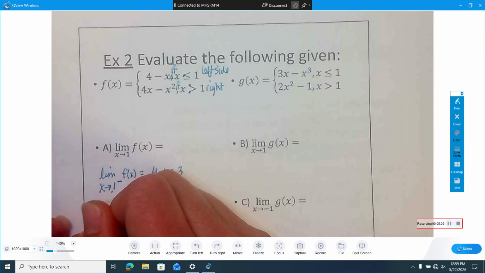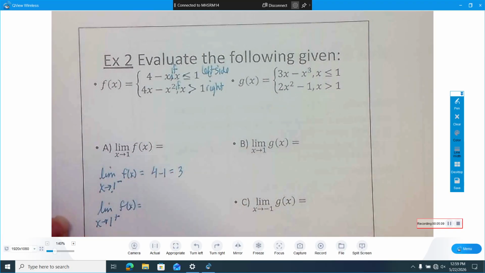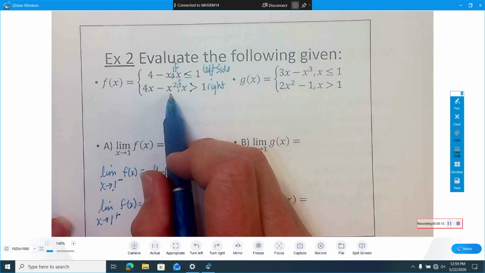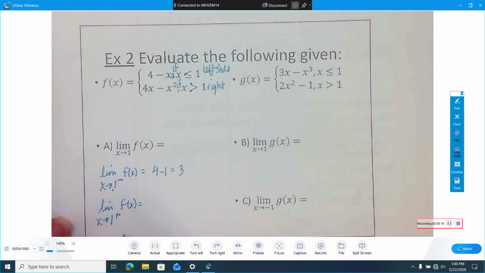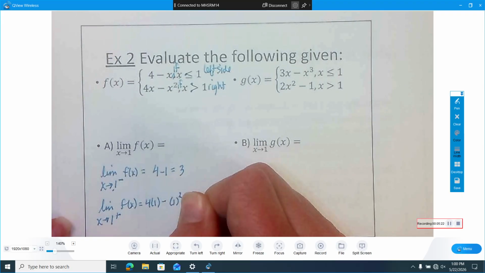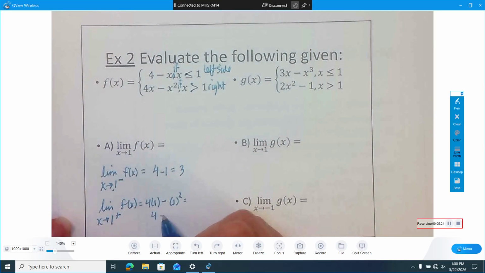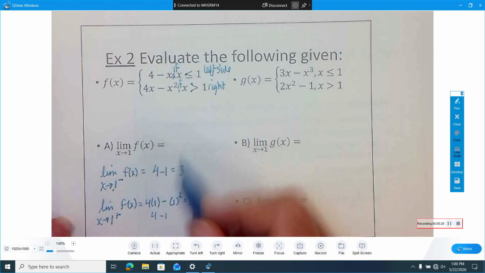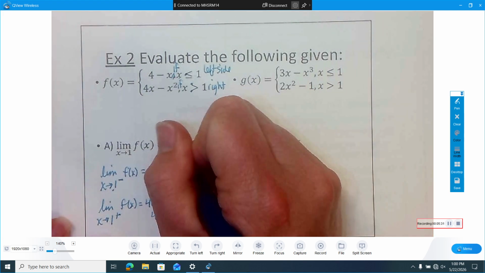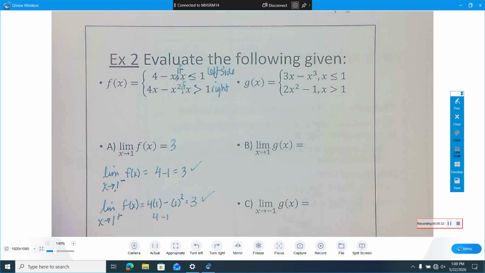And then the limit as x approaches 1 from the right side of my function. Which equation do we use for the right side? 4x minus x squared. Okay, and what are we plugging in for x? 1, yeah. So 4 times 1 minus 1 squared. Let's see, that's 4 minus 1, which is 3. Do they match? Yes. So does the limit exist? Yeah. And what is it? 3. Okay. Since they both match, the limit from both sides is 3.